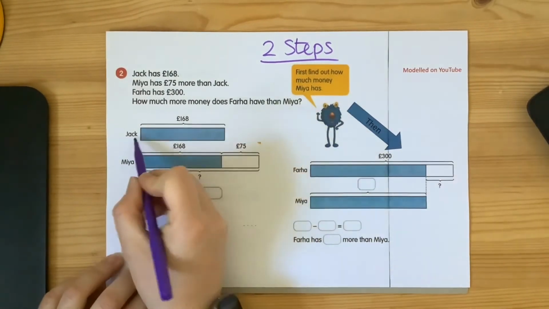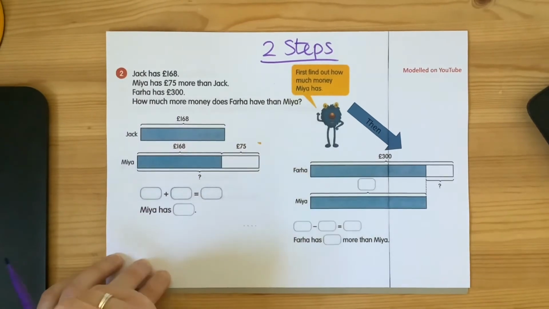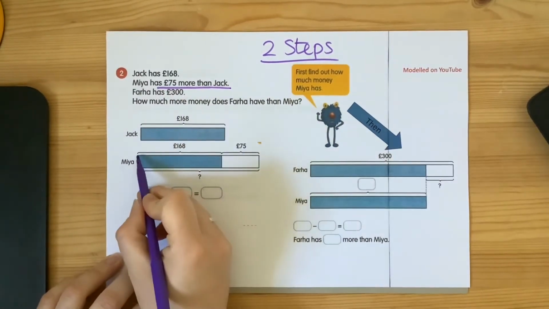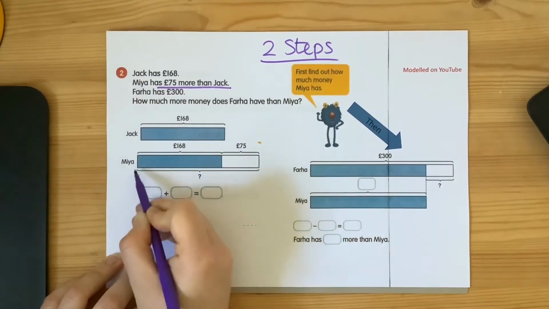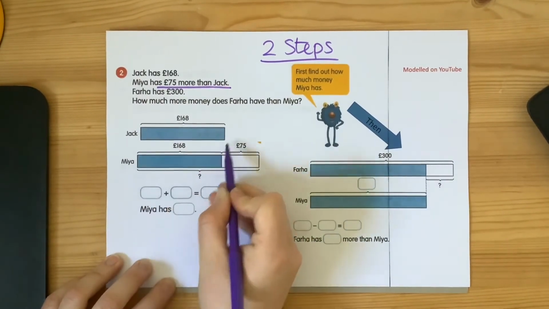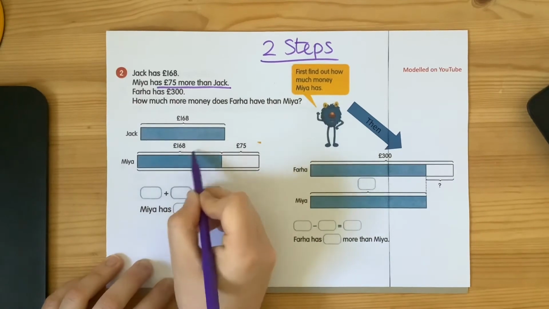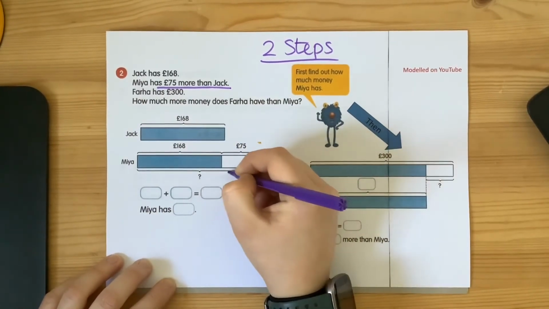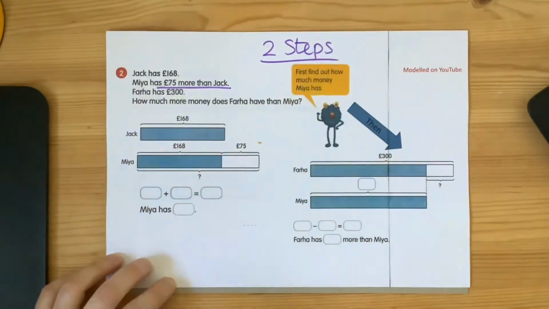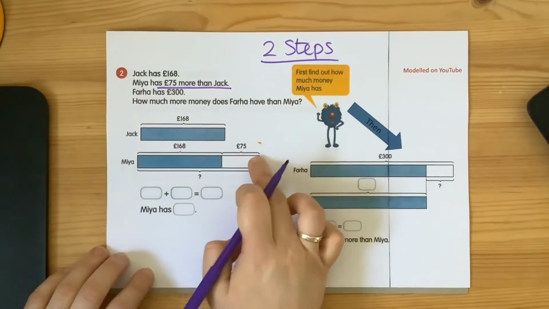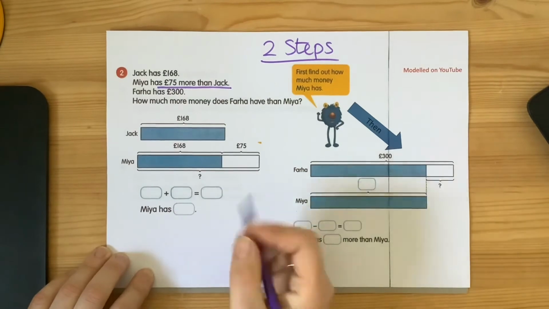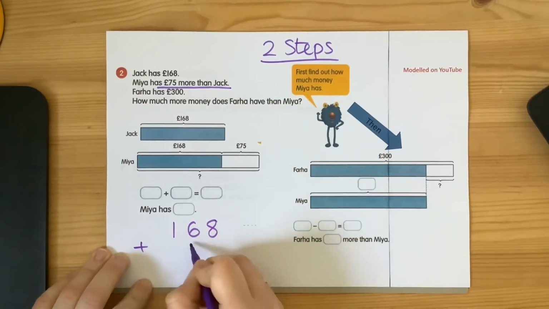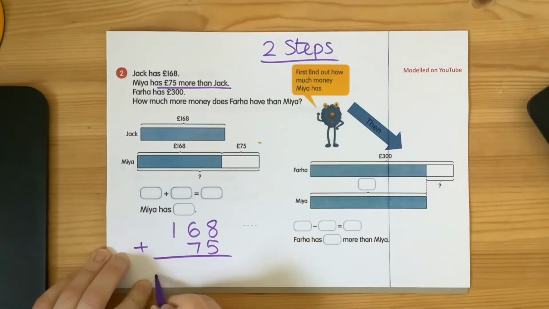So I know that Jack has £168. I know that Maya has £75 more than Jack. So I can make Maya's bar longer than Jack's. I know that this amount is the same as Jack's, so that represents the same amount, 168. And this amount is the amount more than she has, and that is £75. Now to work out how much she's got in total, I add those 2 amounts together. Jack's amount plus how much more Maya has.